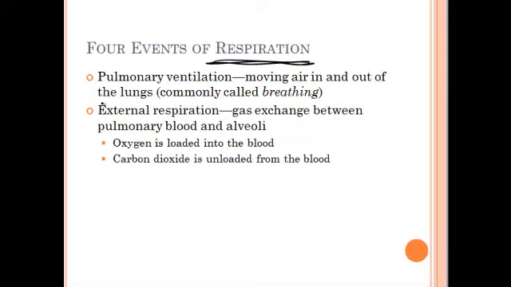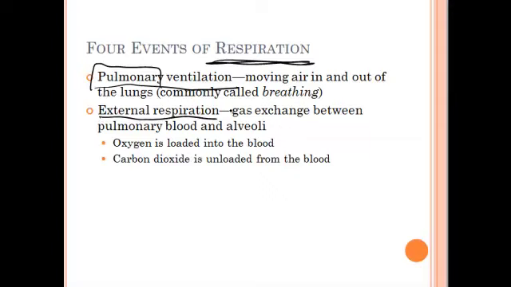The first one is called pulmonary ventilation. Pulmonary referring to the lungs. So pulmonary ventilation, this is the actual act of breathing. So this is simply moving the air from the outside into our lungs. Once it gets into our lungs, then we have the external respiration.